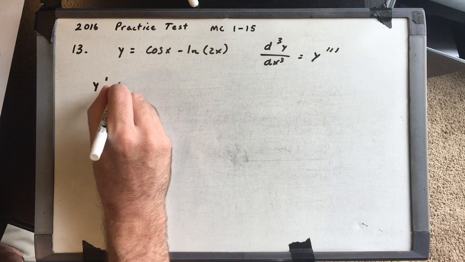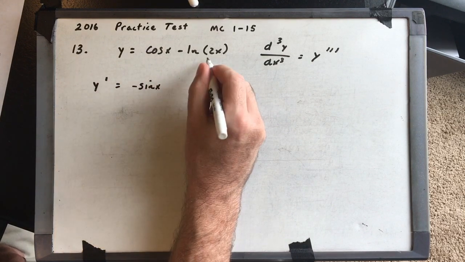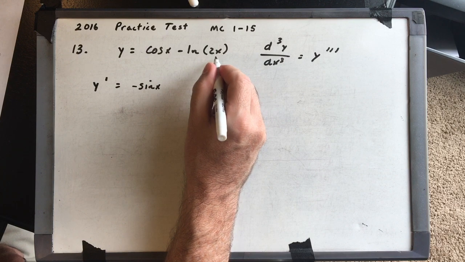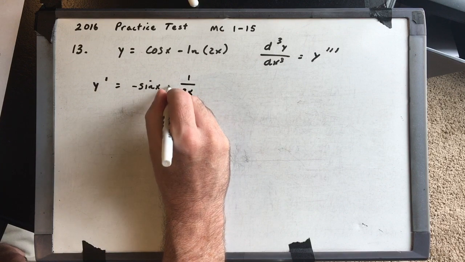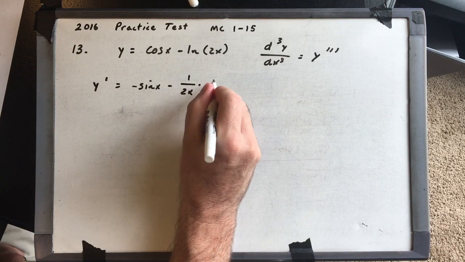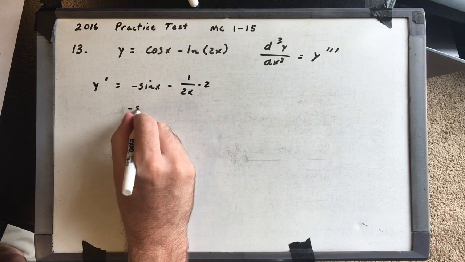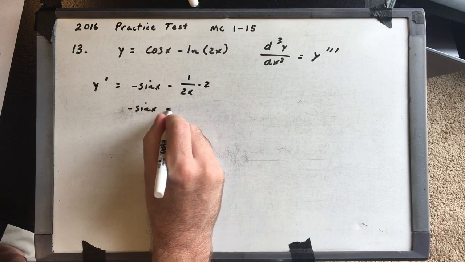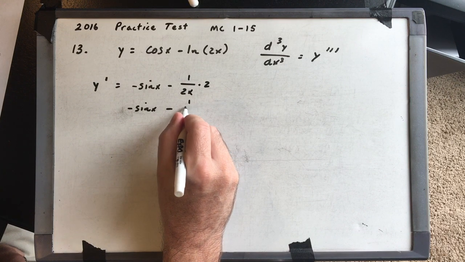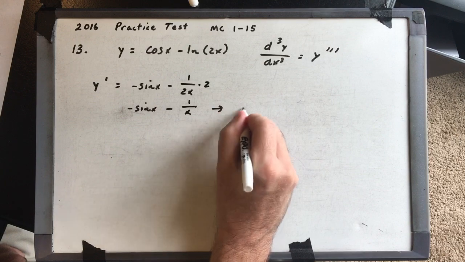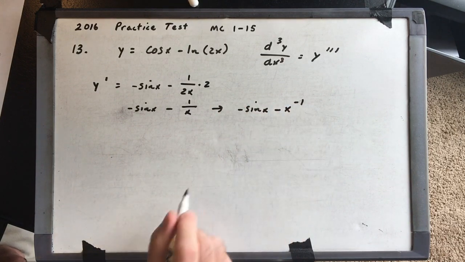So y prime, what's the derivative of cosine? It's minus sine. What's the derivative of the natural log of 2x? Well, it's going to be 1 over 2x, right? So minus times the derivative of 2x, which is 2. So the 2's will cancel, and you have minus sine x minus 1 over x. So I'm going to rewrite that as minus sine x minus x to the minus 1.